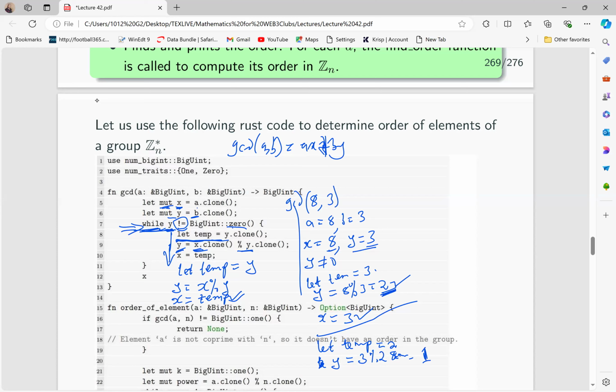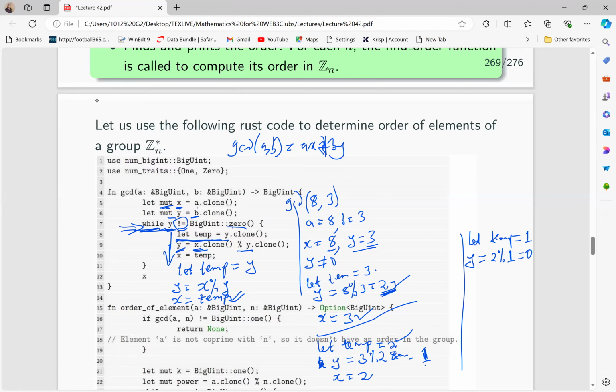Let me write it here. So Y is now 1. What about X? X becomes what was temporary, which is 2. Again, Y is not equal to 0, so we proceed and repeat the steps. Let temp be Y, which is 1. So what is Y? Y is the remainder of X on division by Y. The remainder of X on division by Y is 0.